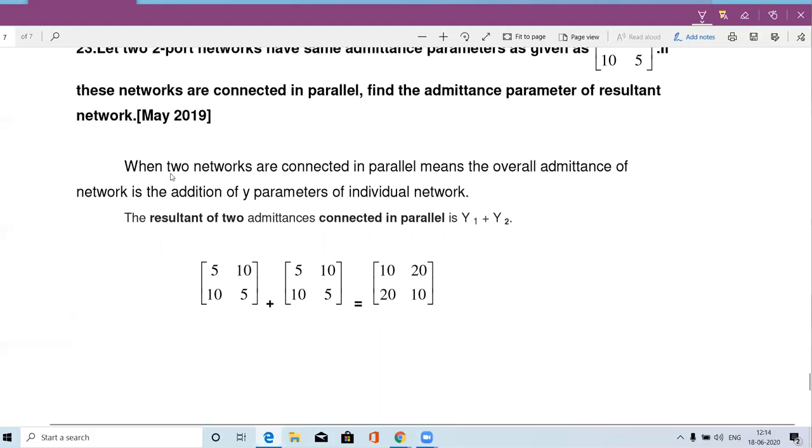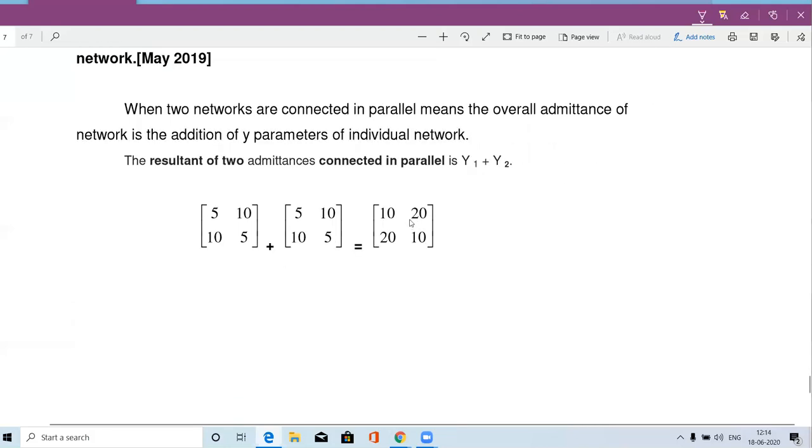If two networks are connected in parallel, the overall admittance of the network is the addition of the Y parameters of the individual networks. Say Y1 is the admittance matrix of the first two-port network and Y2 is the admittance matrix of the second. Here both have the same admittance value. So the resultant admittance is the addition of the two, element by element. 5 plus 5 is 10, 10 plus 10 is 20, 10 plus 10 is 20, and 15 plus 15 is 30. Okay, so this is the answer.